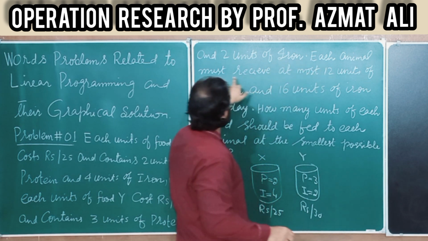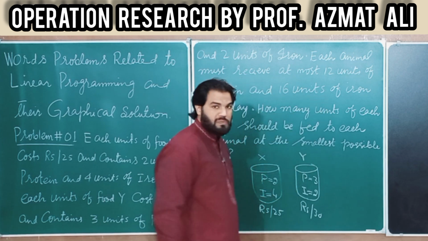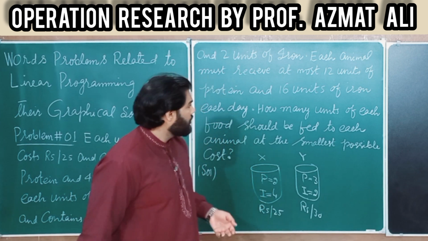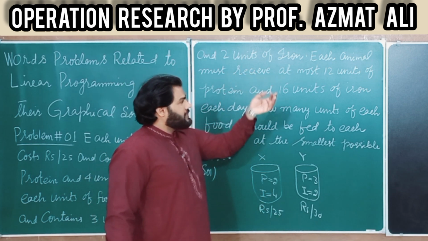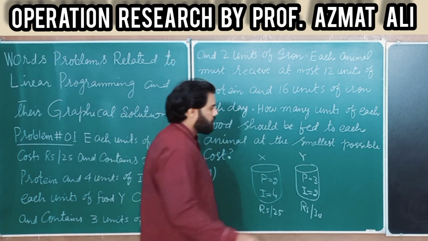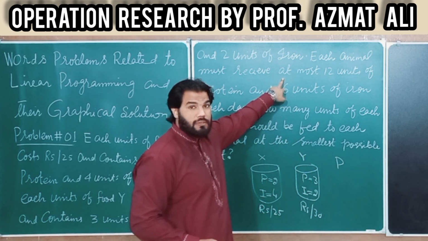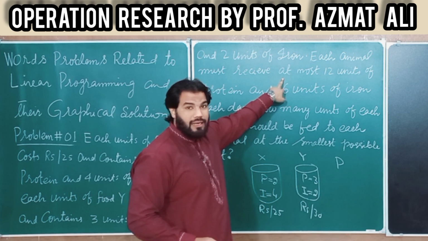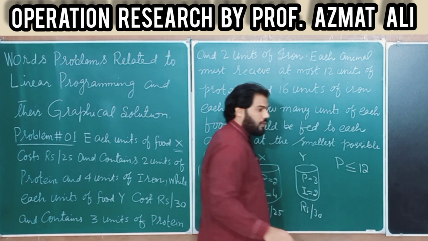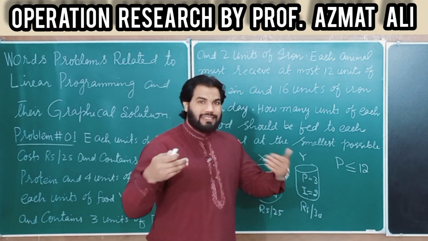Each animal must receive at most 12 units of protein and 16 units of iron. These are the side conditions, actually the constraints. The question says that each animal must receive at most 12 units of protein. At most means less than or equal to, not greater than 12. So protein will be less than or equal to 12.